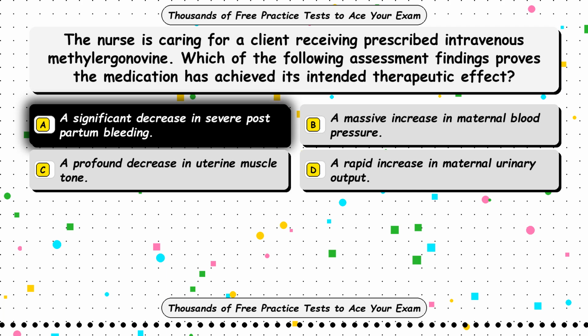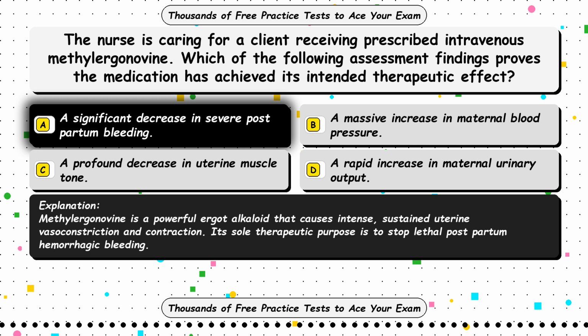The correct answer is option A. A significant decrease in severe postpartum bleeding. Methylorgonavine is a powerful ergot alkaloid that causes intense, sustained uterine vasoconstriction and contraction. Its sole therapeutic purpose is to stop lethal postpartum hemorrhagic bleeding.